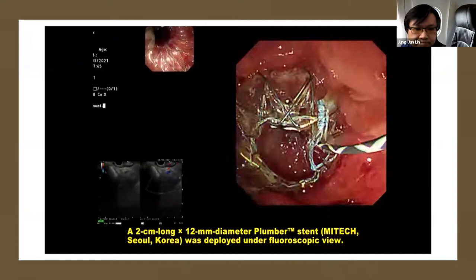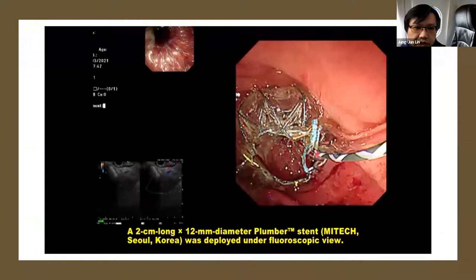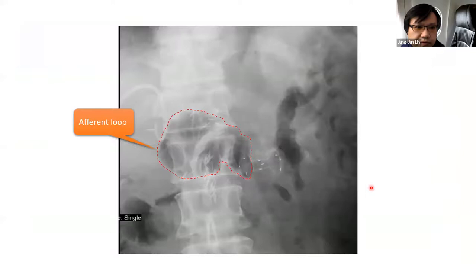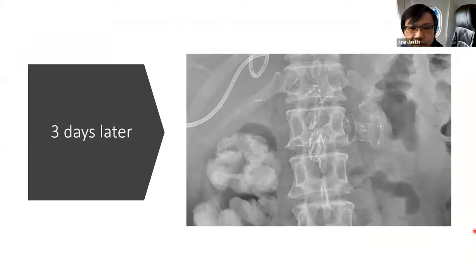As you can see, there's a lasso in the end of the stent. Finally, we take an X-ray to make sure the stent is between the dilated loop and the stomach wall. Three days later, the plumber stent is fully expanded and the cholangitis was resolved. So the patient proceeded to chemotherapy sessions.